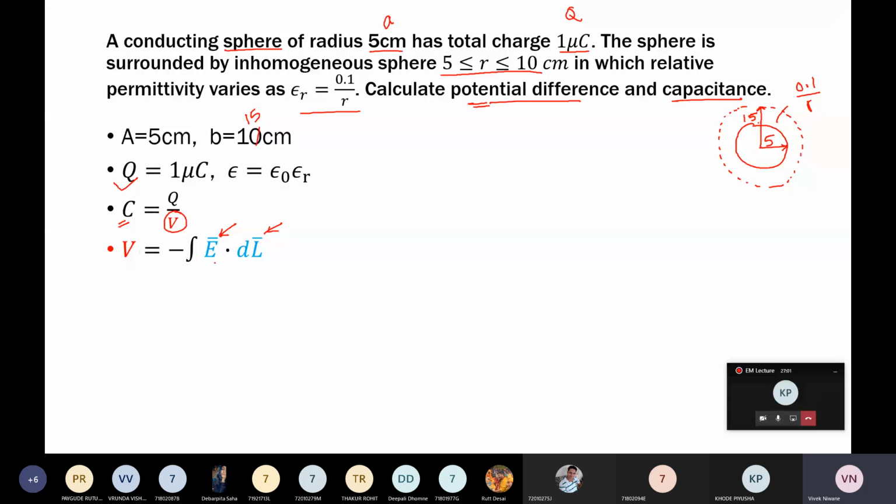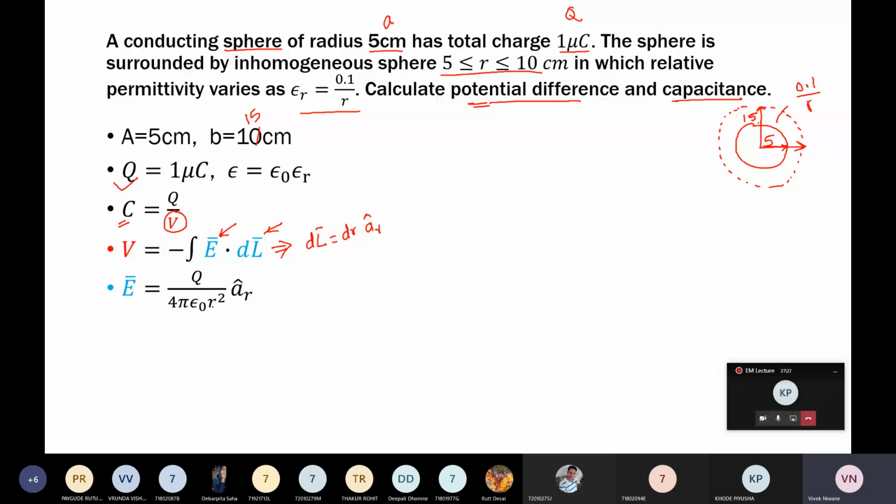We need to find the value of E bar and the value of dl bar. From our understanding, whenever we have cylindrical and spherical capacitors and geometries, dl bar is dr ar cap, because we always move along the radial direction. And E is expressed as q upon 4 pi epsilon 0 r square ar cap.